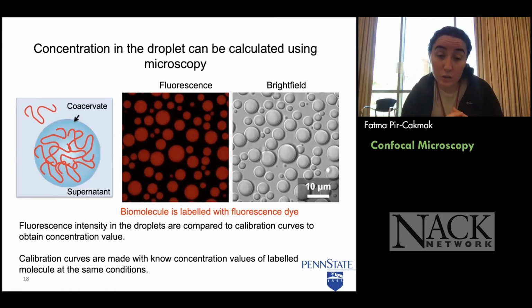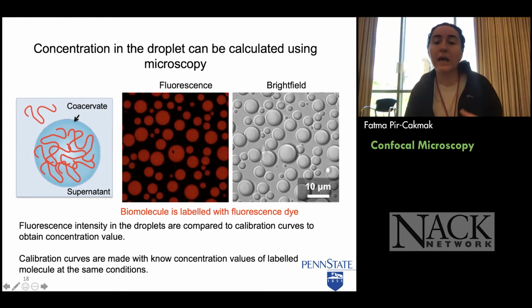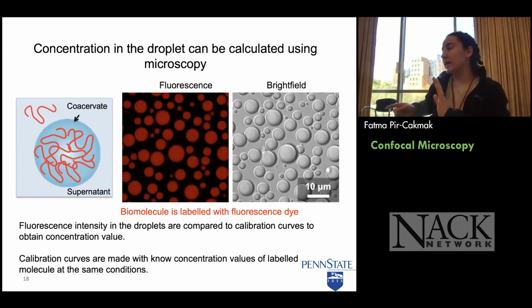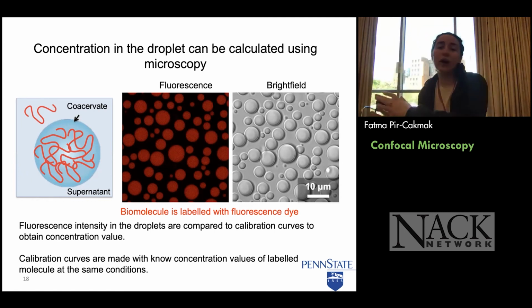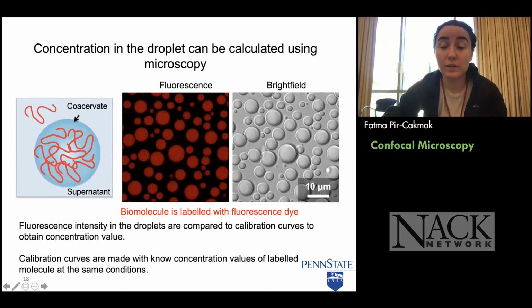And you can actually calculate the concentration of the biomolecule you added in the droplets by just using calibration curves. Basically, you make a calibration curve to obtain the concentration value. You make a graph with known concentrations. By using this graph, you calculate the concentration of the biomolecule partitioned into the system.